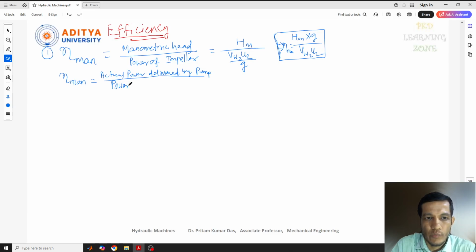So this is power imparted by the impeller. What formula can we write? Here I'll write a slightly different formula. Both are the same, but here this is water power. This is water power with respect to impeller power, IP. Keep in mind, you can write IP for impeller power.